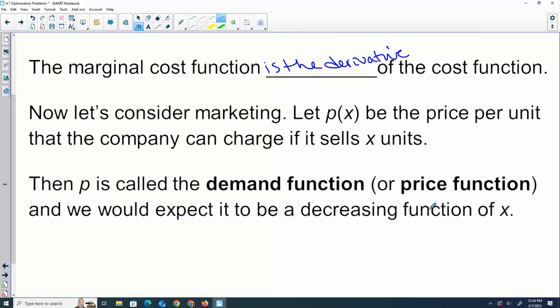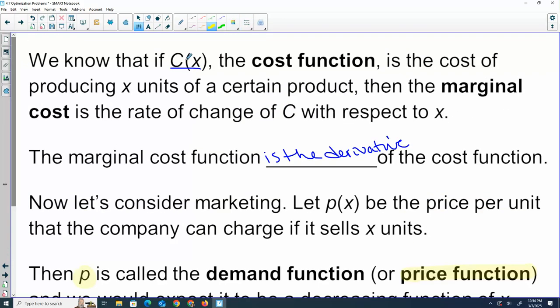So in marketing, you're not only concerned about your cost. We also need to worry not just how much it is going to cost me to produce this, but I have to decide what price I should be charging my consumers. So the demand function, also known as your price function, is typically denoted with a lowercase p. So price is lowercase p. C is cost.